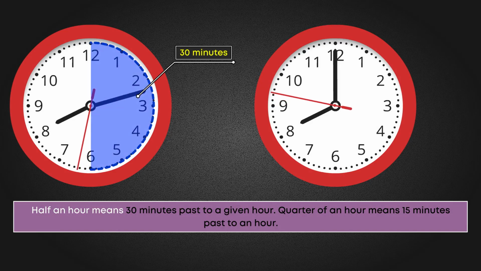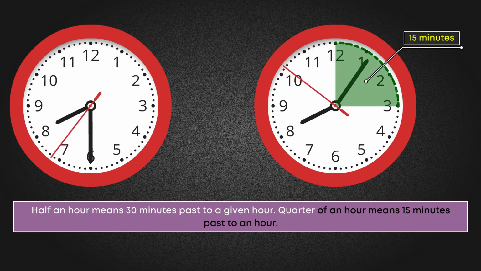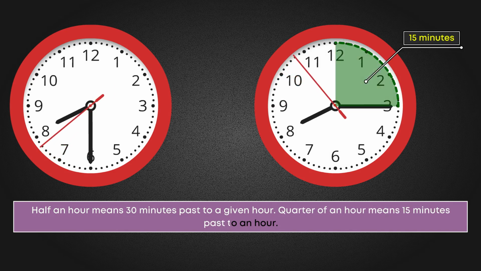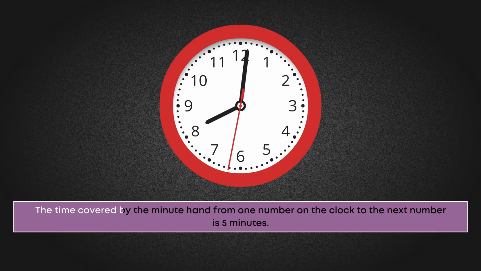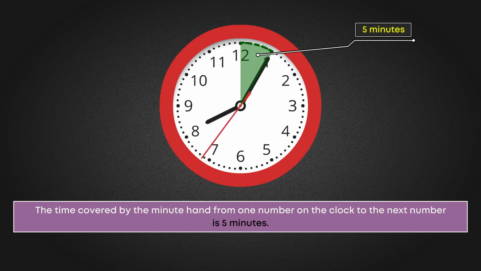Half an hour means 30 minutes past a given hour. Quarter of an hour means 15 minutes past an hour. The time covered by the minute hand from one number on the clock to the next number is 5 minutes.